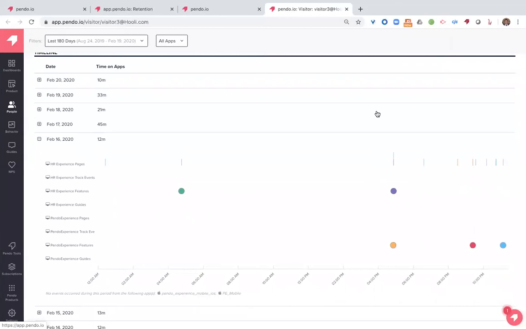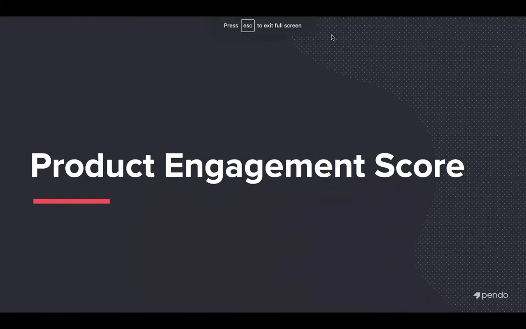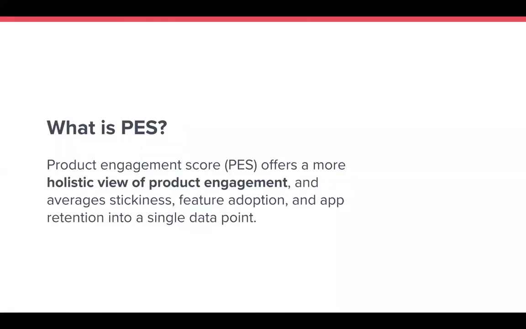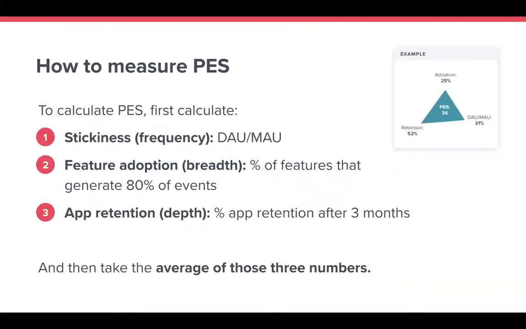So the last main metric that I want to highlight would be the product engagement score. I'm going to actually go back to slide format here, and you'll see why in a minute, because the product engagement score will offer you a more holistic view of product engagement. It's based on the metrics that we just walked through in Pendo's product cloud: the average of stickiness, feature adoption, and app retention into a single data point.